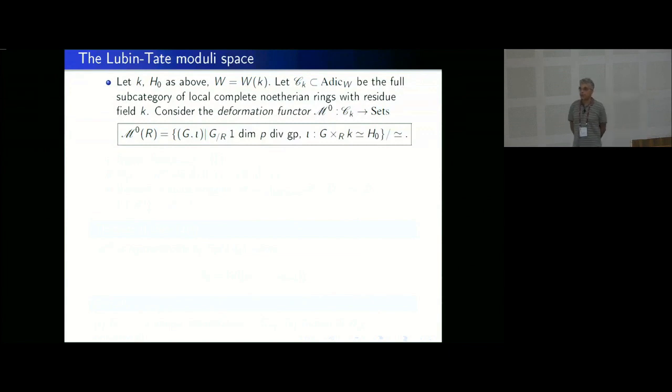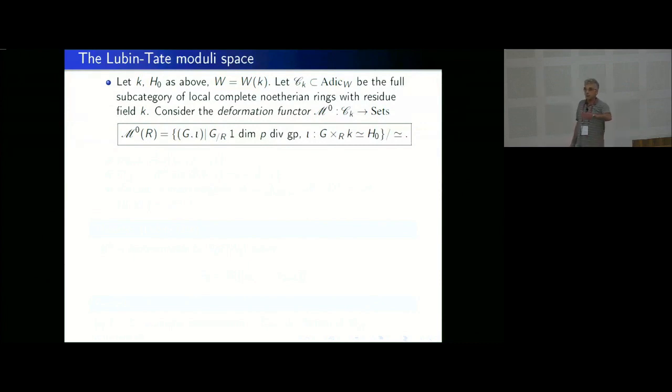And for any such R in CK, for any local, complete, Noetherian ring, I want to consider all the pairs (G, iota), where G is a one-dimensional p-divisible group now over R that reduces to H naught modulo the maximal ideal, but I want to consider it together with the specific isomorphism iota of the reduction with H naught. Okay, that's the correct thing to do because it turns, okay, so this is a functor.